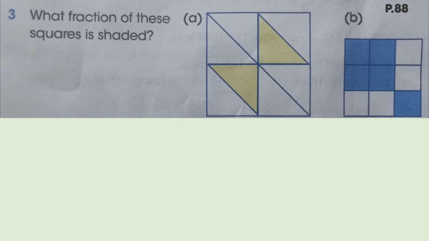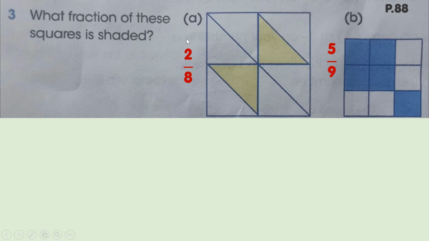Now let's just move on to question 3. What fraction of these squares is shaded? We need to first find out the total amount of spaces in this square. If we count them, 1, 2, 3, 4, 5, 6, 7, 8, so we have 8 and only 2 of them shaded, so the fraction is 2 out of 8. And for B, again, we need to find out how many cells we have in general. So 1, 2, 3, 4, 5, 6, 7, 8, 9. And only 5 of them are shaded. We have 5 out of 9.